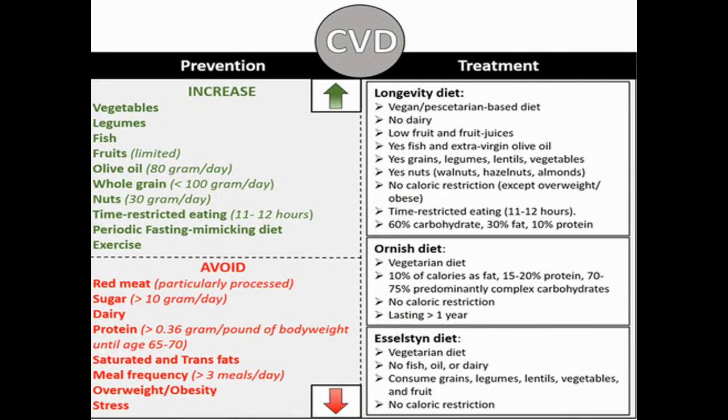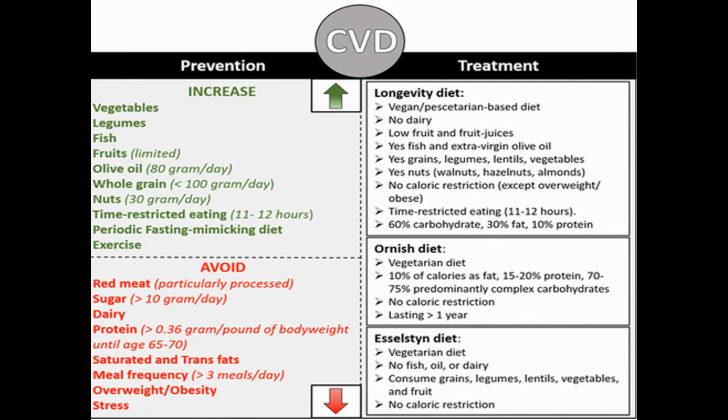Okay, so what about the Ornish diet? The Ornish diet is nothing but a vegetarian diet, which includes 10 percent of calories as fat, and then 15 to 20 percent protein and 70 to 75 percent predominantly complex carbohydrates. Here the carbohydrates will be the major, like 70 to 75 percent. No caloric restrictions, and that will be lasting more than 1 year.